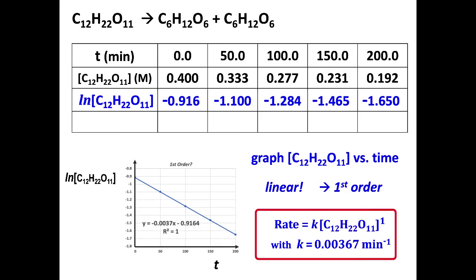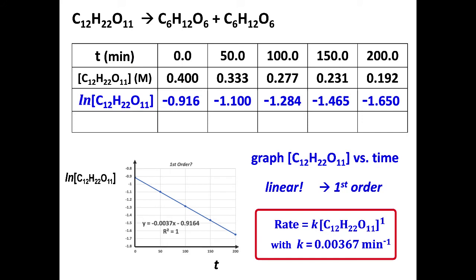And the first-order rate law is rate equals k times the concentration of sucrose to the first power, with our rate constant of 0.0037, and actually I'm giving it to 3 sig figs, 0.00367 is our rate constant, and the units are per minute because we did our times in minutes. So that is the rate law.